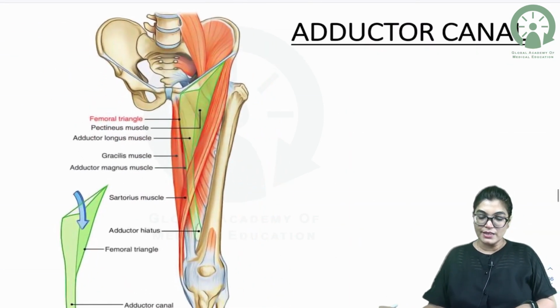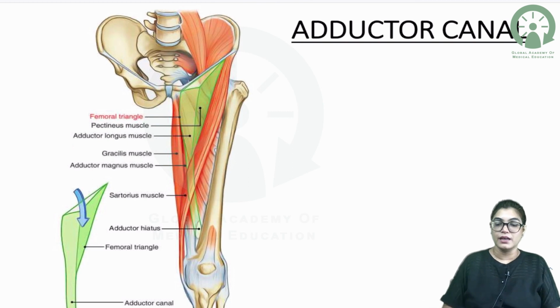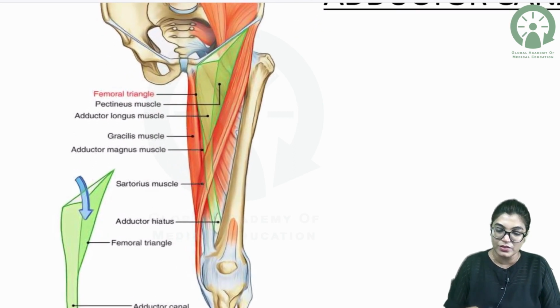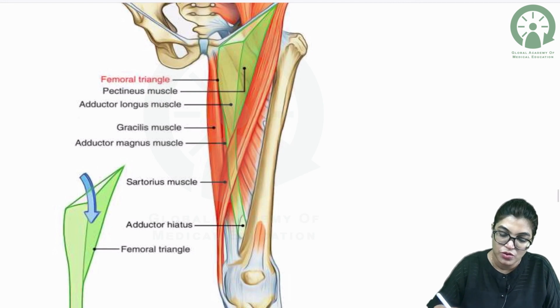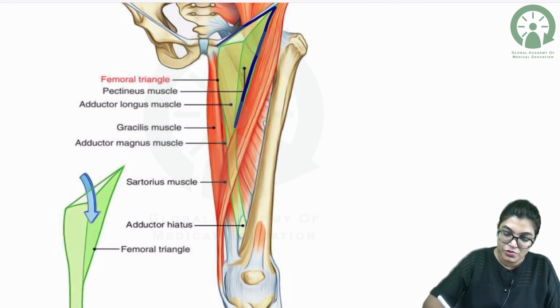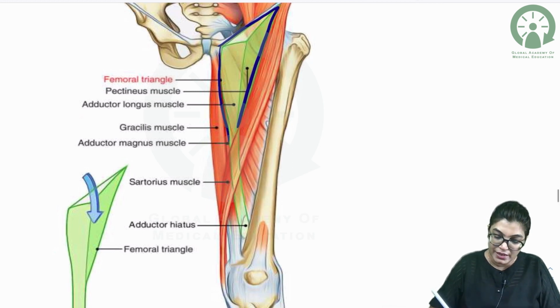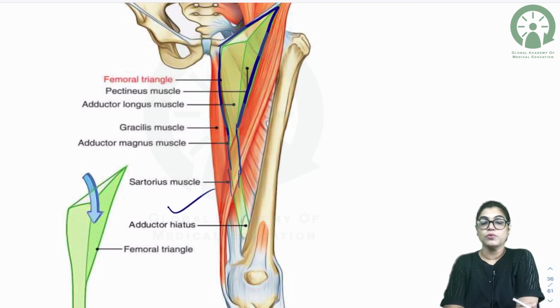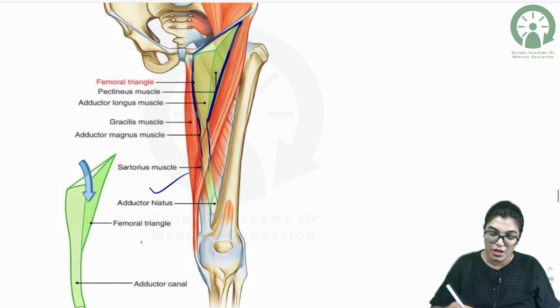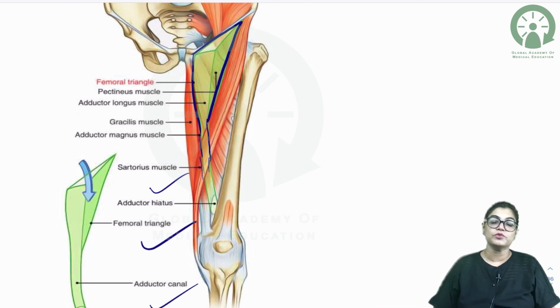Let's talk about adductor canal. If you will see the femoral triangle, you can just enlarge this image. So, here you can see this triangular structure is femoral triangle. After that, the femoral vessels traverse through the opening of adductor magnus muscle and pass through adductor hiatus, and will reach the adductor canal. So, adductor canal is a passage which is allowing the femoral vessels to pass through the adductor hiatus and ultimately reach the popliteal region.